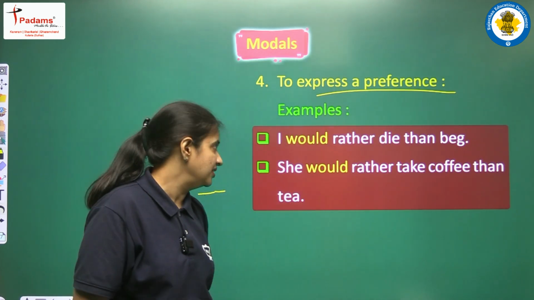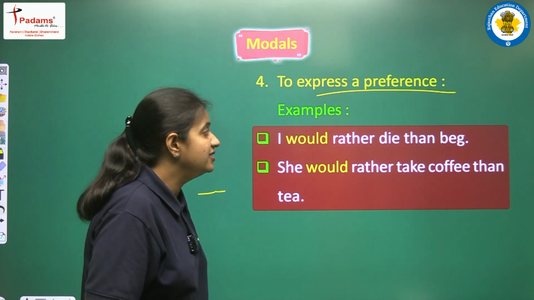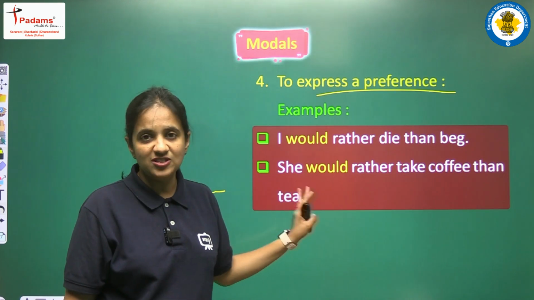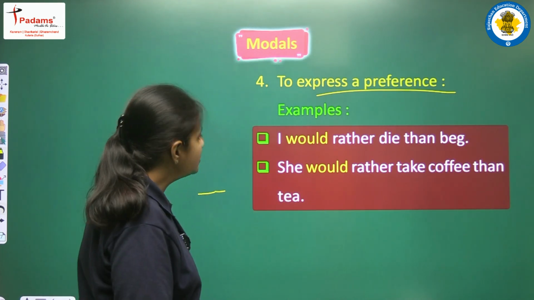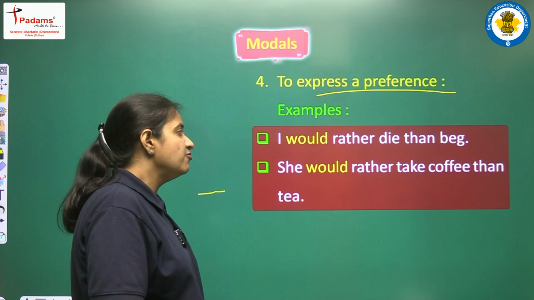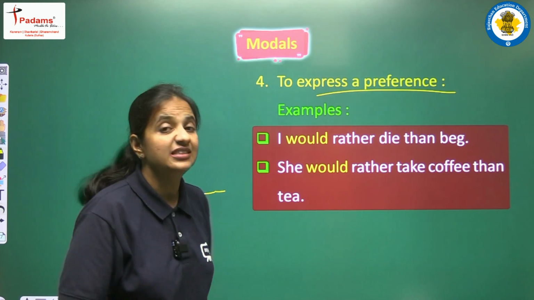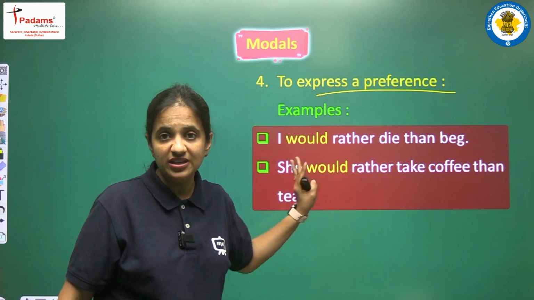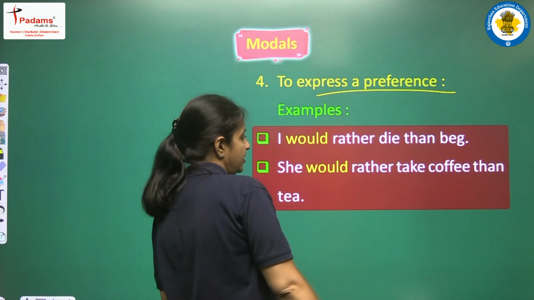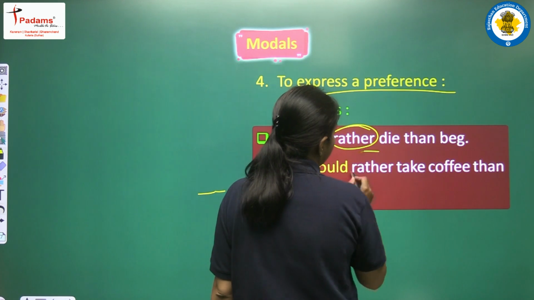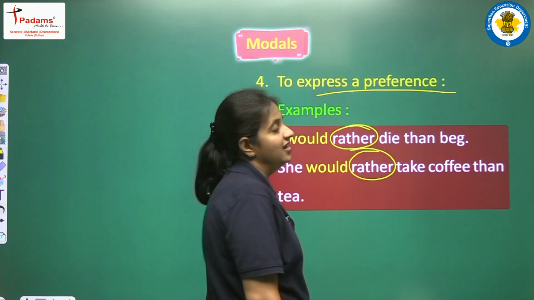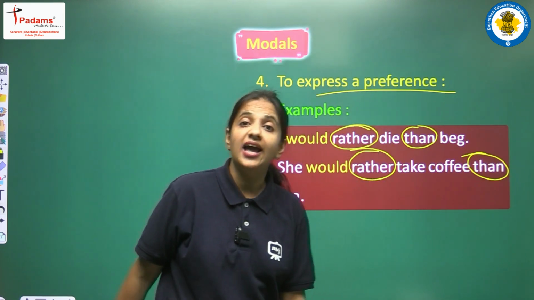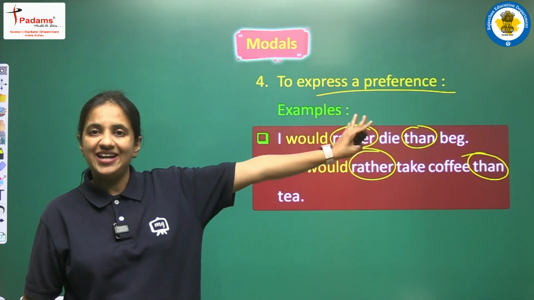The first example is, I would rather die than beg. First of all, let's read the second example also, then we will do the proper analysis. The second example is, she would rather take coffee than tea. So again we have to first find the similarity between these two sentences. So let's see, in both the sentences we are having rather, and one more, in both the sentences we are having than.